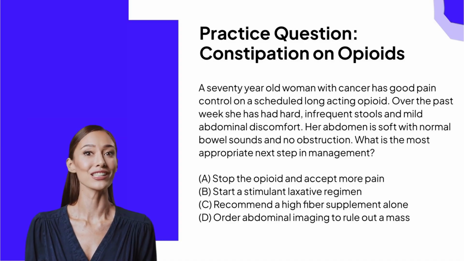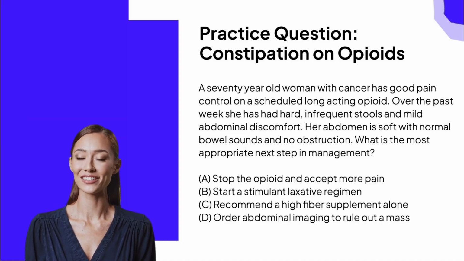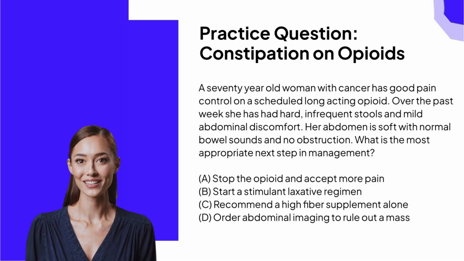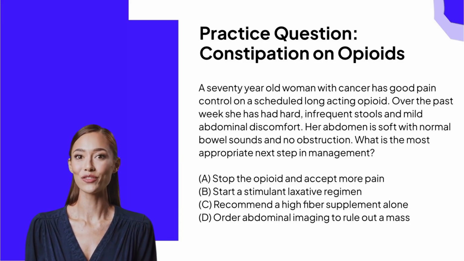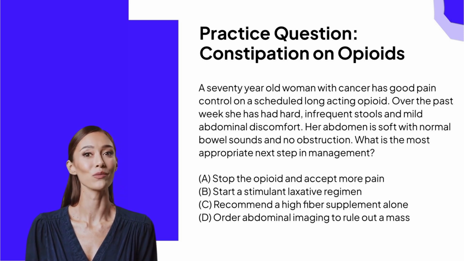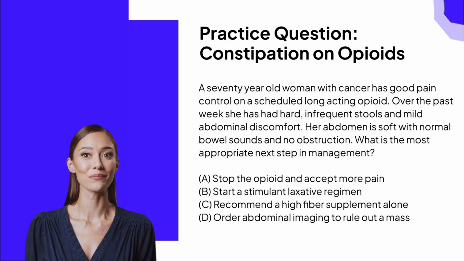Here is our second practice question, and this one tests a side effect. A 70-year-old woman with cancer has good pain control on a scheduled long-acting opioid. Over the past week, she has had hard, infrequent stools and mild abdominal discomfort. Her abdomen is soft, with normal bowel sounds and no sign of obstruction. The question asks for the most appropriate next step.